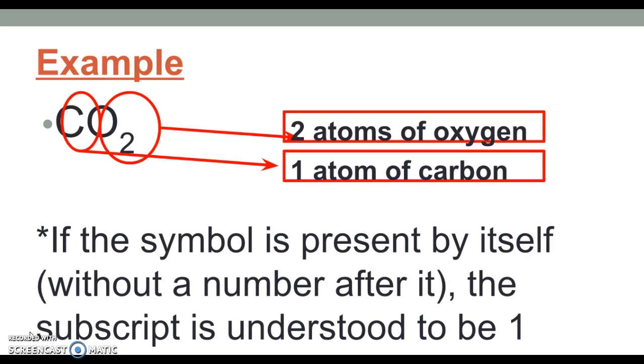a 1, so that's 1 atom of carbon. And the 2 after the oxygen means there's 2 atoms of oxygen. So the 2 corresponds only to the oxygen, and the understood 1 is with the carbon.